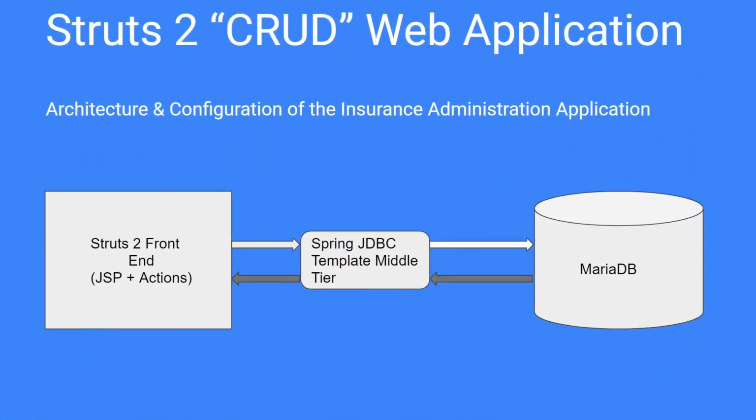This is the high-level architecture diagram of our Struts 2 Insurance Agent Administration application. As you can see, the front end is a series of JSP pages that include Struts 2 forms. These forms interact with Struts 2 actions and action methods. These action methods then in their turn interact with the Spring JDBC template middle tier in order to perform populate, read, update, and delete methods on the database tables in the MariaDB database.